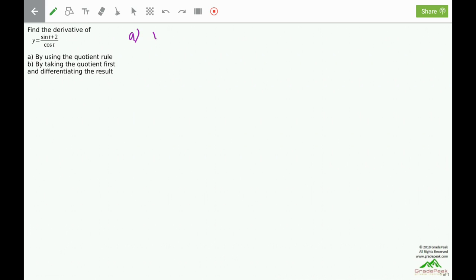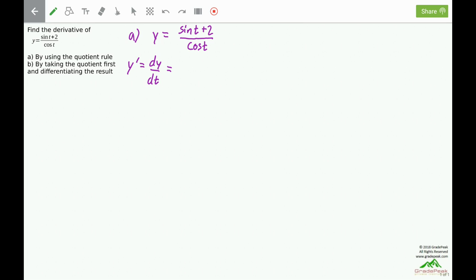For part A, y is made up of the quotient or division of two expressions, sine of t plus 2 divided by or over the cosine of t. We can therefore make use of the quotient rule for the derivative. Y prime, which can also be called dy dt, will be the quotient rule, derivative of the numerator.